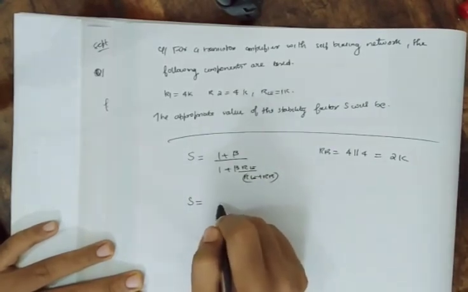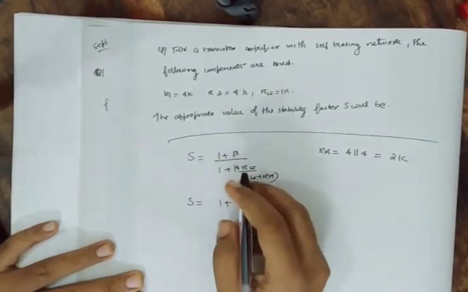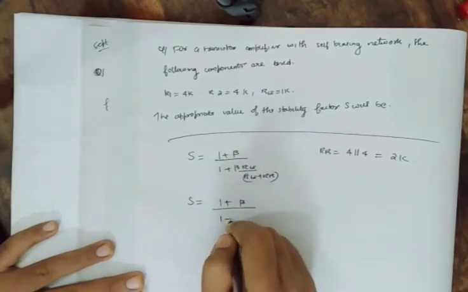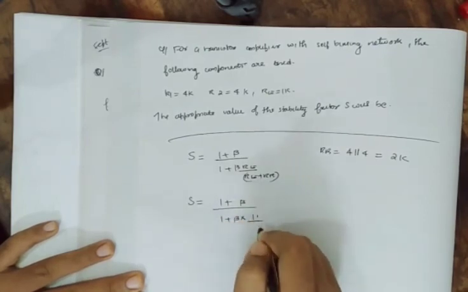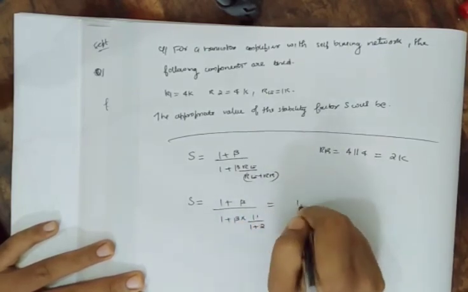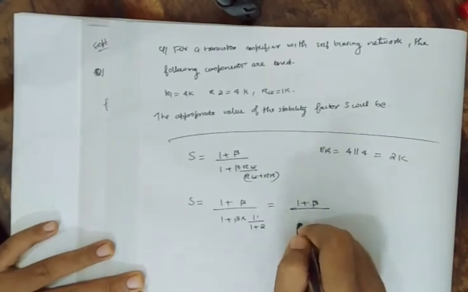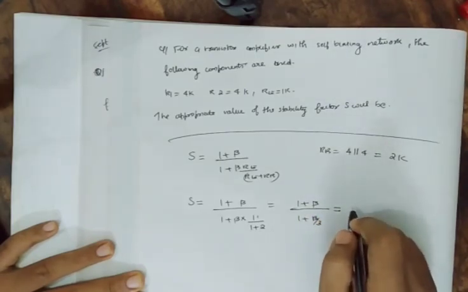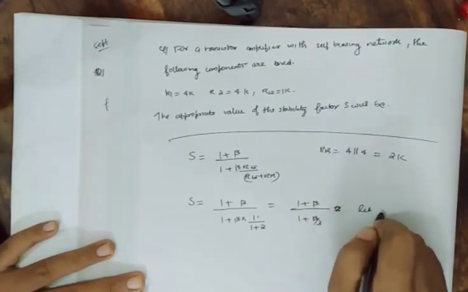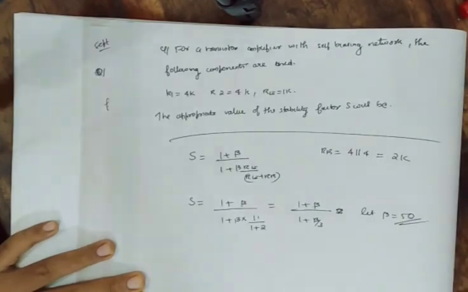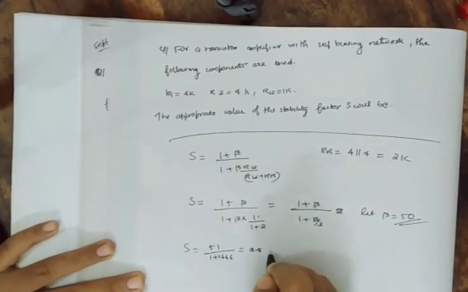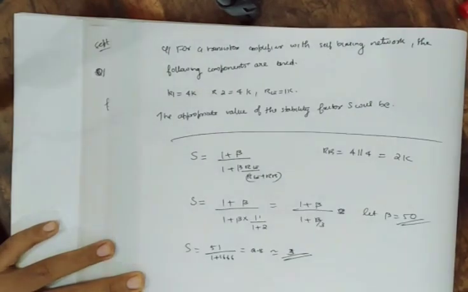So S is equal to 1 plus beta divided by 1 plus beta into 1 divided by 1 plus 2, that is 1 plus beta divided by 1 plus beta by 3, which is equal to, let beta is equal to 50. I am just assuming it, okay. So we'll get 51 divided by 1 plus 16.66, which is equal to 2.8, approximate value 3.